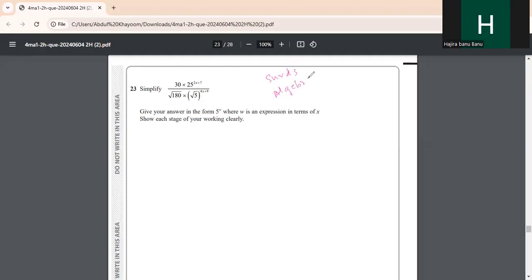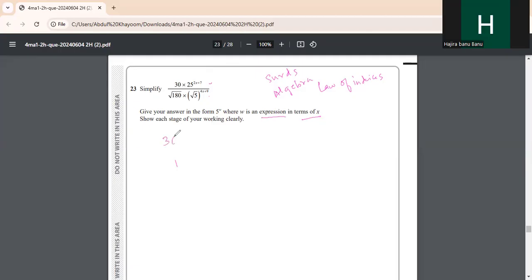Algebra, because you have to find the value of x in the form of 5 power w, where w is an expression in terms of x. So simplify this, give your answer in the form 5 power w, where w is an expression in terms of x. And then you have law of indices also involved in this question. Let us solve this question. Though it looks complicated, it is an easy question.